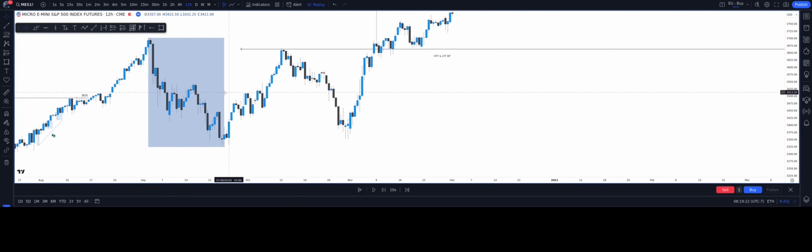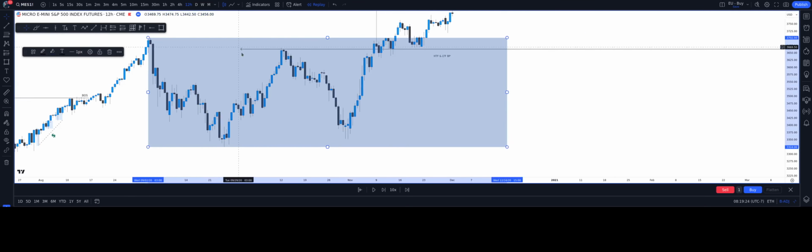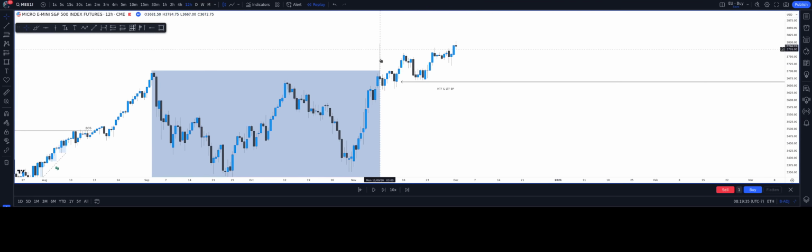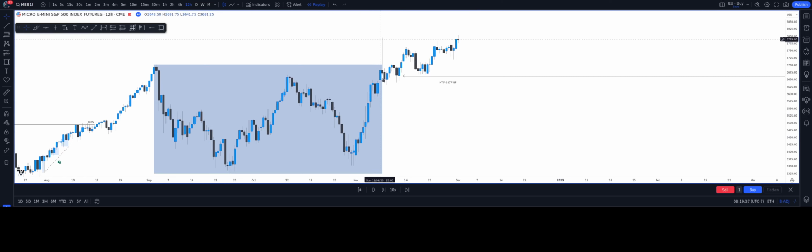Now, let's ray this out. Let's ray it out to here. So it wasn't until this point here, this candle here that broke up. What happened? It was just a spike candle. It came up, took liquidity. They were just messing around, just doing a little liquidity grab before.